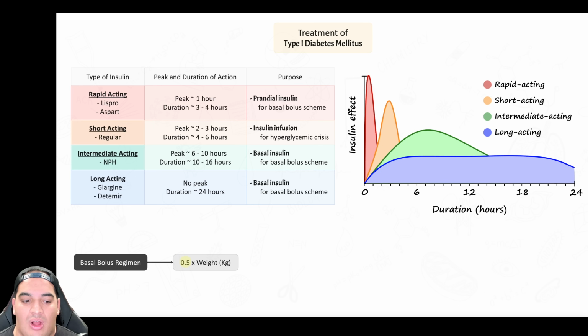But let's say that you start off with this. When you do this, this will give you a number that tells you the total amount of insulin that you can give them for a day. All right, so it's a total daily dose. So what I'm going to do is split this into 2 parts.